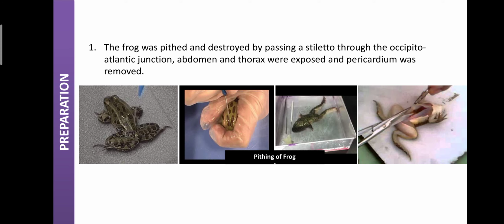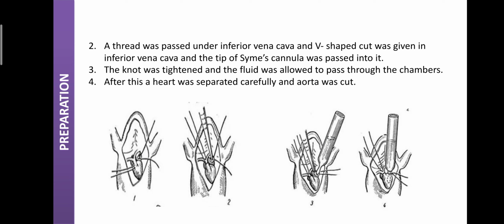After that, open the abdominal cavity as well as the thorax and expose the heart. The upper layer of the heart consists of the pericardium; you can remove the pericardium. Later a thread was passed under the inferior vena cava, a V-shaped cut was given on the inferior vena cava, and the tip of the Symes cannula was passed into it.